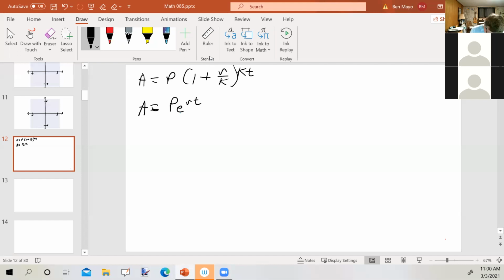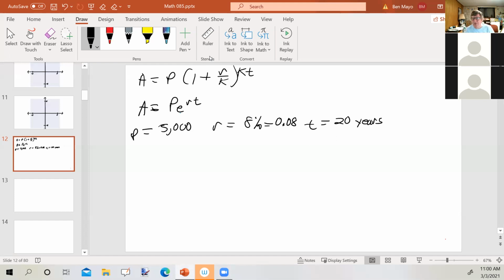All right, so P is going to be 5,000. r is going to be 8%, and t is going to be 20 years. Now, we need to convert the percent into a decimal. So 8%, 8 per 100, is 0.08. So A equals 5,000, that's P, e raised to the power 0.08 times 20.